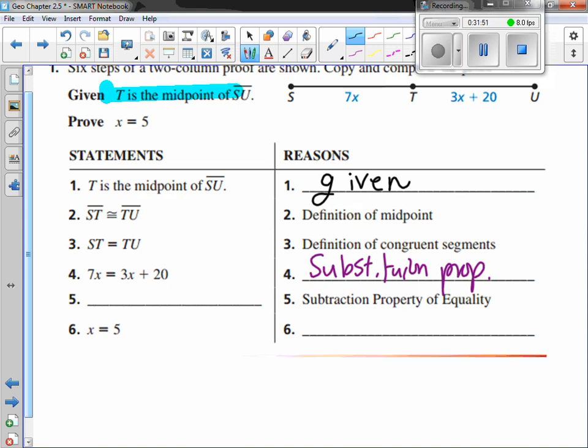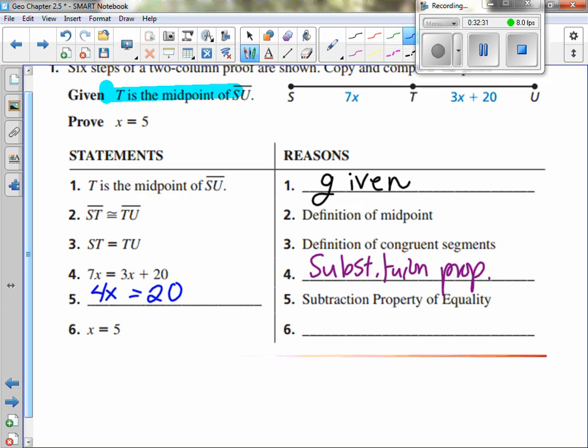Subtraction property of equality. So this gave us a hint for the next one, yes? It gave us subtraction property of equality. So let's ignore that. So 7x equals 3x plus 20. I need to get the value of x by itself, yes? So what would we do to get x by itself? We would subtract 3x from both sides. Because on one side we're going to get 20. Here we're going to have what? 7x minus 3x, yes? What's 7 minus 3? So we should have 4x is equal to 20.